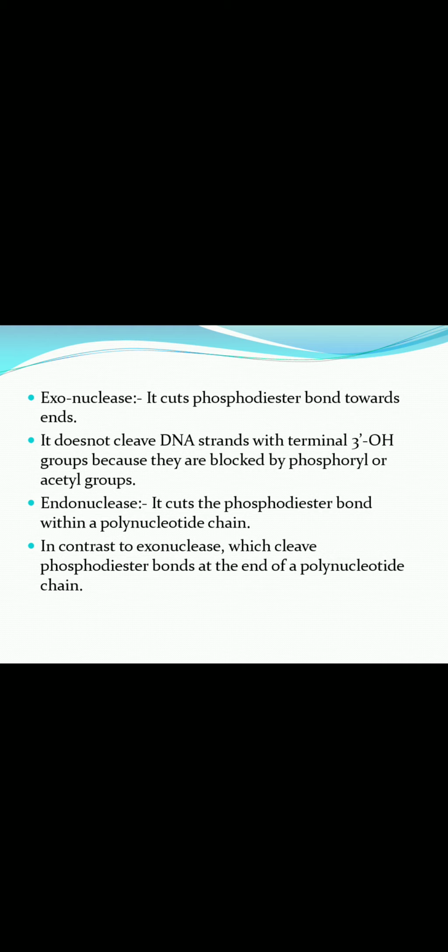Exonuclease. It cuts phosphodiester bonds towards the ends. It does not cleave DNA strands with terminal 3' OH groups because they are blocked by phosphoryl or acetyl groups. Endonuclease. It cuts the phosphodiester bond within a polynucleotide chain, in contrast to exonuclease, which cleaves phosphodiester bonds at the end of a polynucleotide chain.